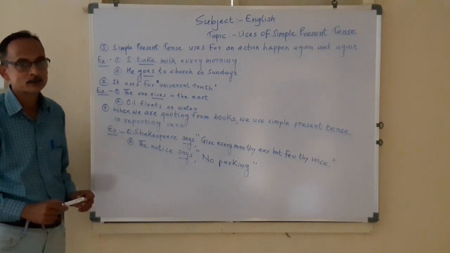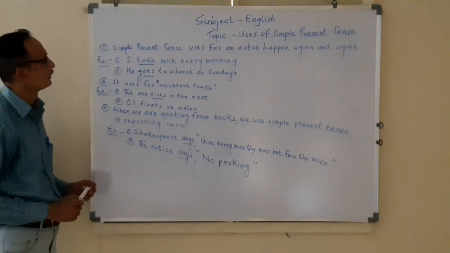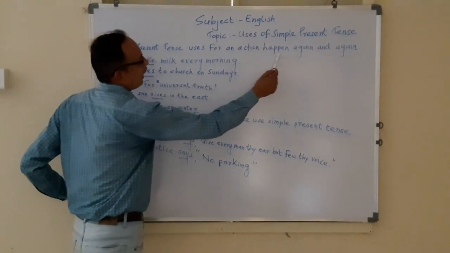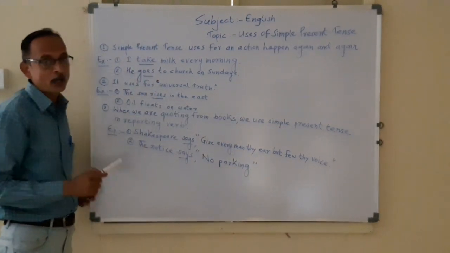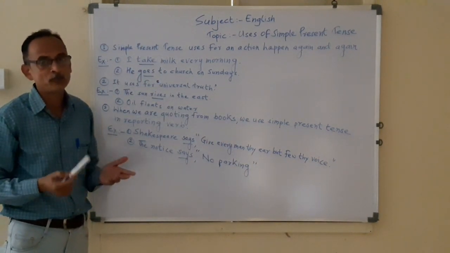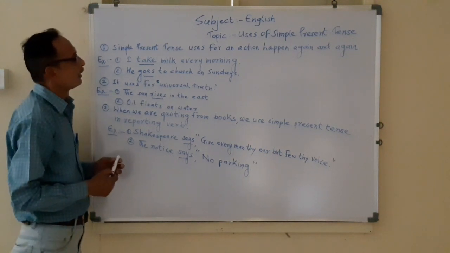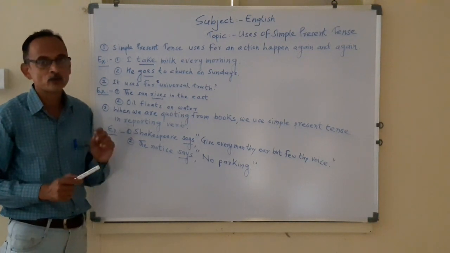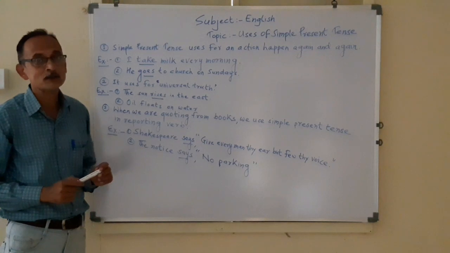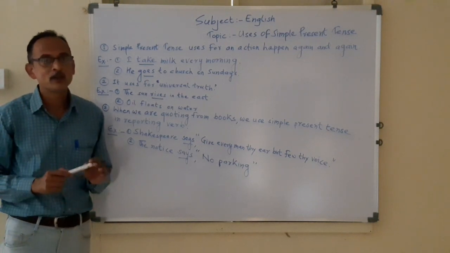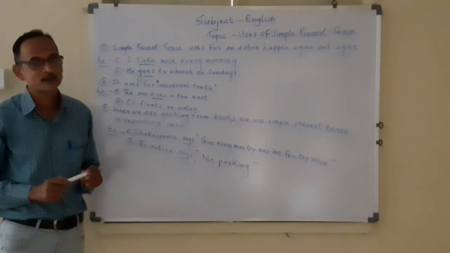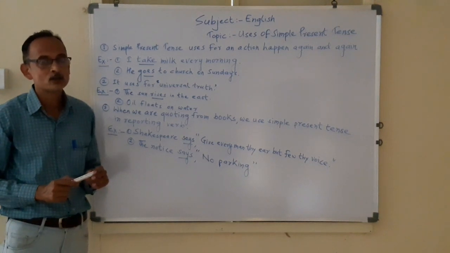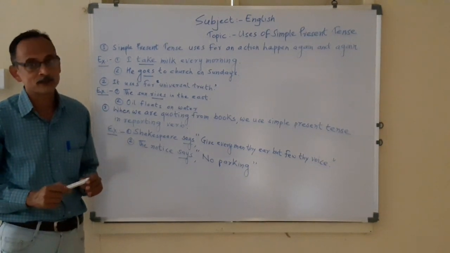Simple present tense is used for an action that happens again and again. When an action frequently happens, in such a situation we always use the verb form in simple present tense. Normally we commit mistakes in verb form, so it is important to understand the uses of tenses.